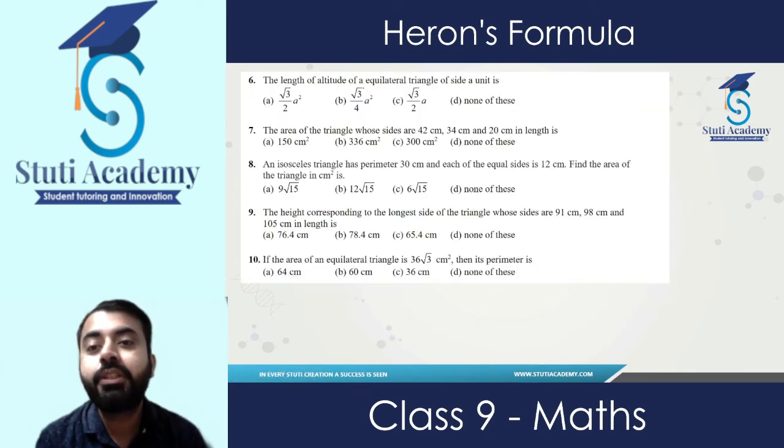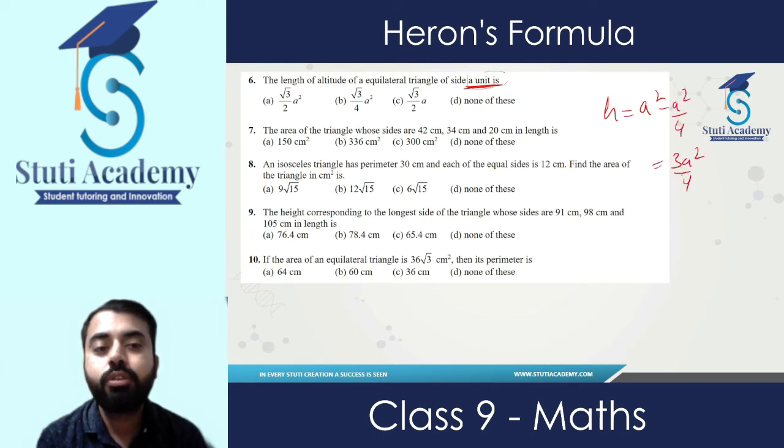The length of the altitude of an equilateral triangle of side A unit. You have to find the length of altitude of an equilateral triangle of side A unit. Height will be what? Will be square root of a square minus a square by 4, which is 3a square by 4 under the square root. You get root 3 by 4. Okay. The answer is what?